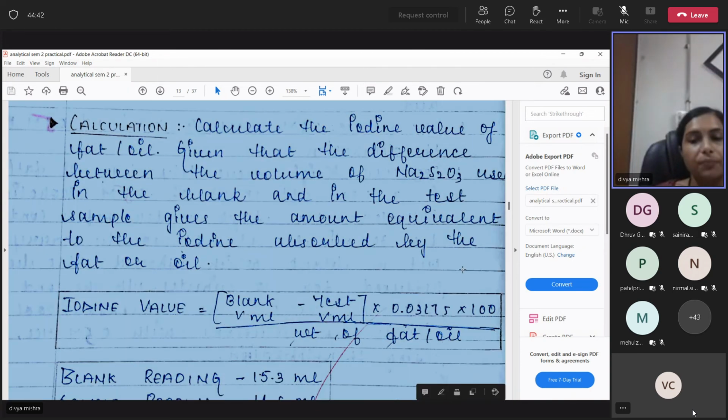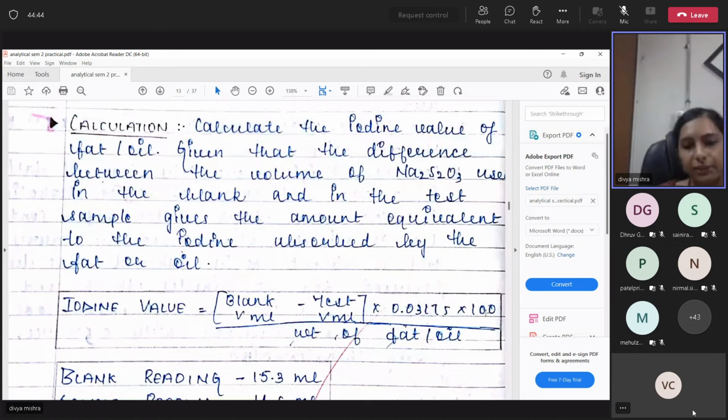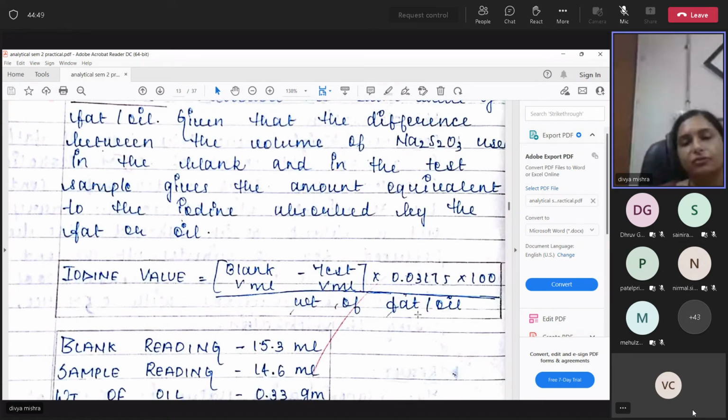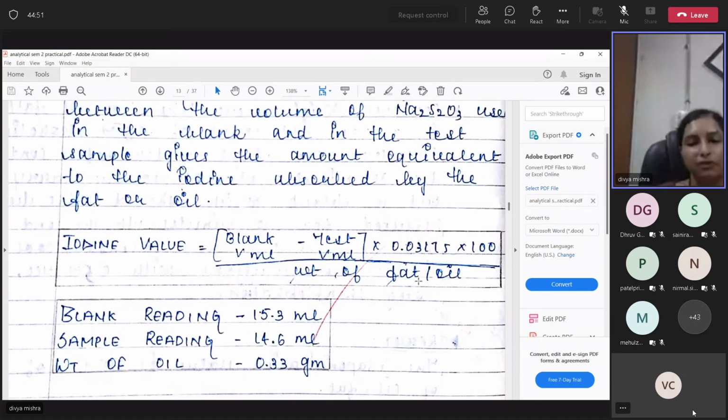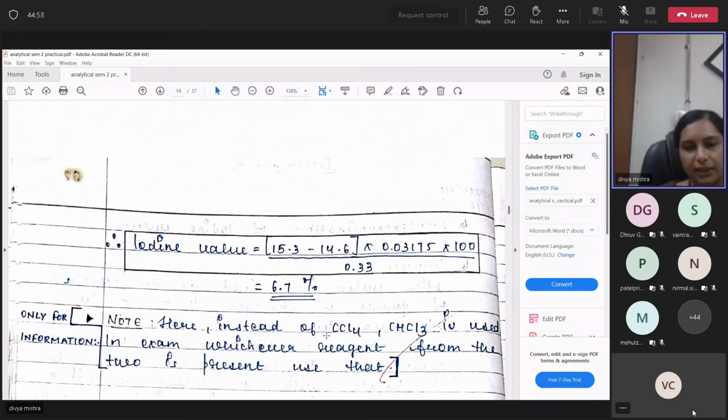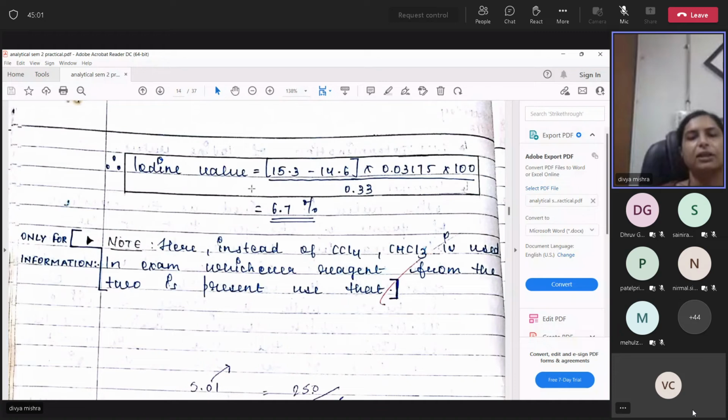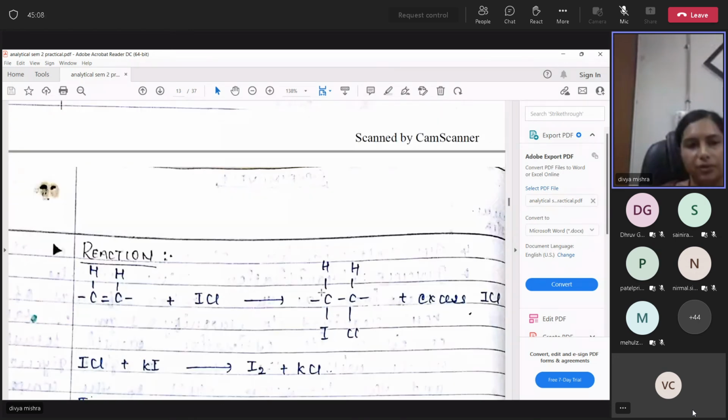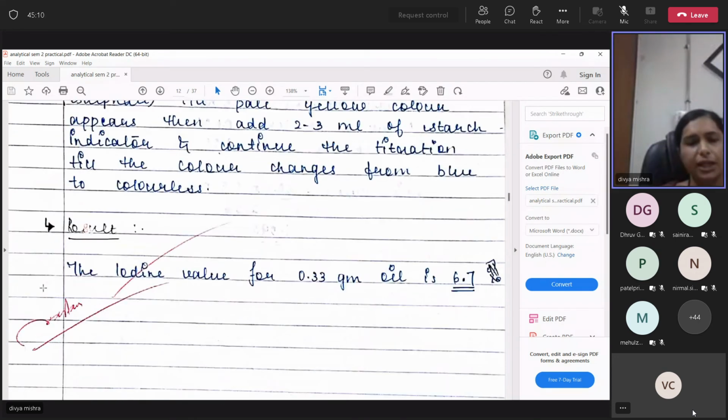Now they are converting it to the percentage. So they have multiplied it with 100 divided by the weight of the fat or oil. Whatever weight we have taken, we have to consider it here. They have considered 0.33. Later, you can see that after calculation, we are getting 6.7% as the iodine value. So we will report that the iodine value for 0.33 gram oil is 6.7.